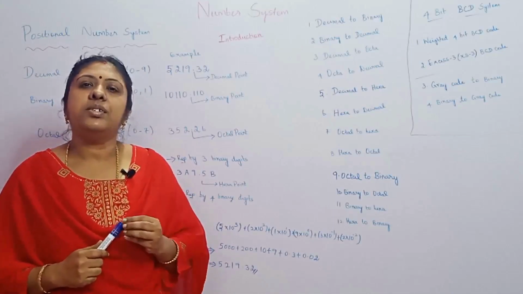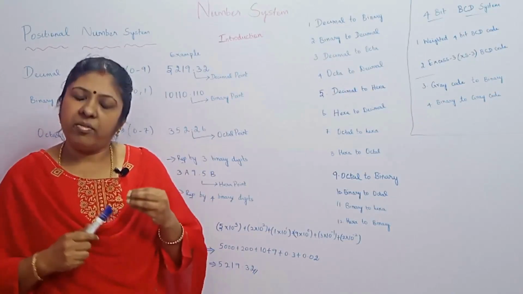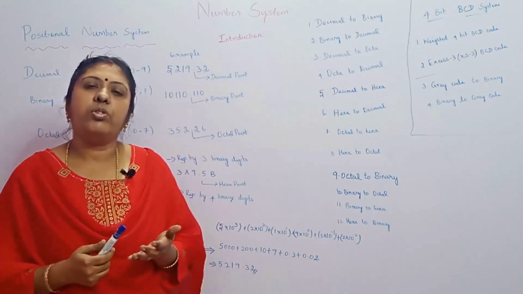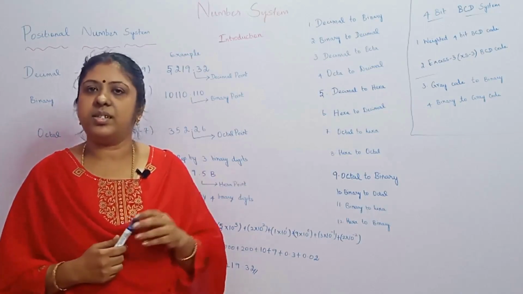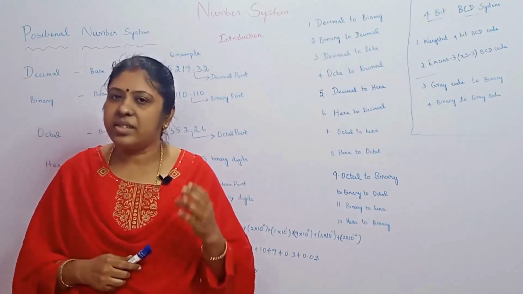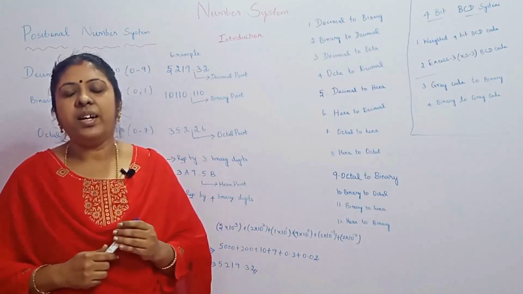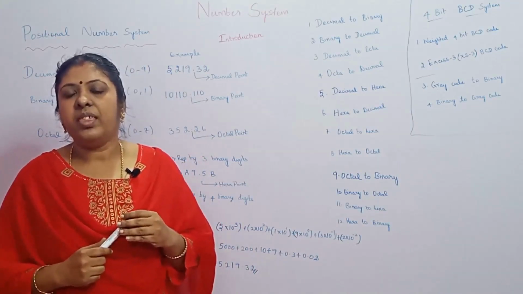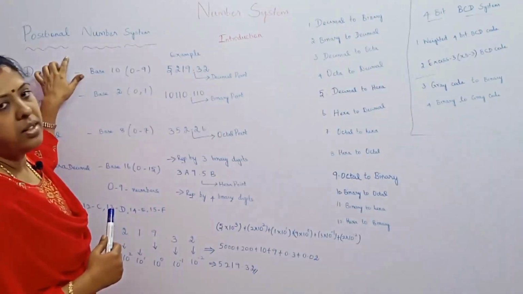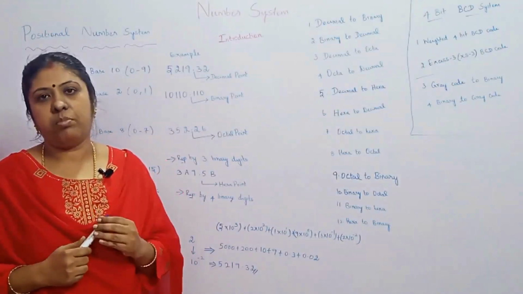But we programmers use the normal system, that is the decimal number system. We use alphabets for writing our code, etc. So computer programmers use various number systems such as the decimal number system, binary number system, octal number system, and hexadecimal number system. These come under the category called positional number systems. We have to know what a positional number system is.